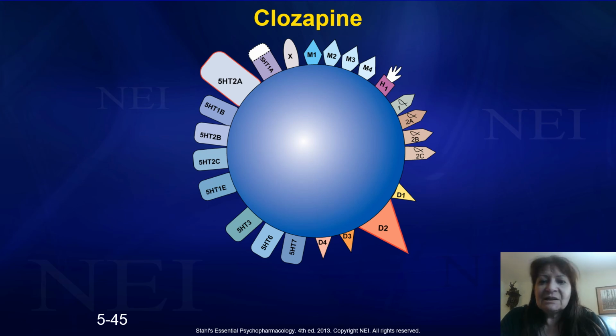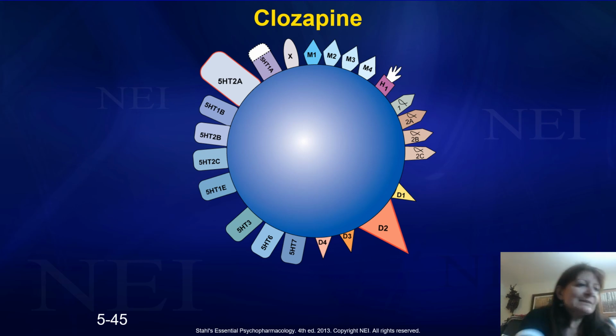The other risk is agranulocytosis, and so the labs need to be drawn weekly for 6 months, and then biweekly for 6 months, and thereafter once a month. And if the lab work is not done, the pharmacy doesn't get a copy of it, they will not dispense the clozapine.